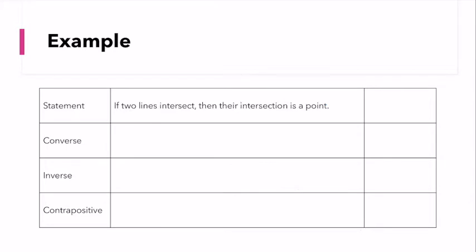So let's switch it back to math. If two lines intersect, then their intersection is a point. Cool. So let's let P be, and I pick P and Q because these are the variables that we use the most, let's let P be two lines intersect, and Q be at a point. So this is P implies Q. If two lines intersect, then their intersection is a point.